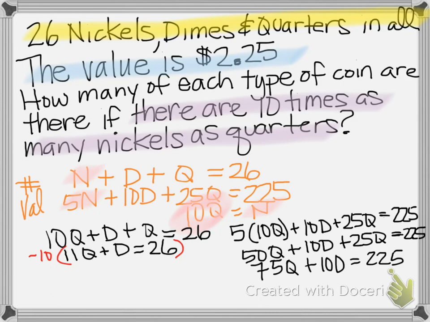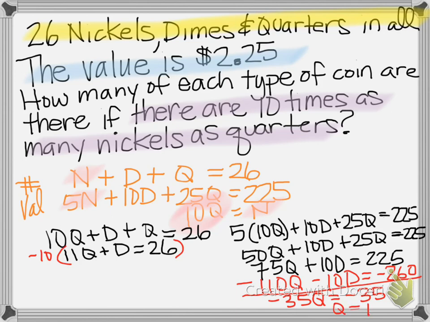I have this 75q plus 10d is 225, and I have 11q plus d is 26. I have two equations that I'm going to use systems to solve, or use elimination to solve, so I'm going to multiply the one on the left by negative 10. When I do that, I get negative 110q minus 10d equals negative 260, and then I can add those, and when I add them, negative 35q equals negative 35, so q is 1.